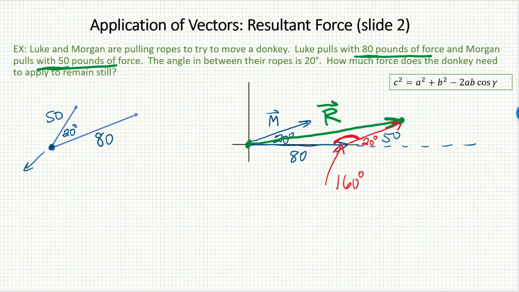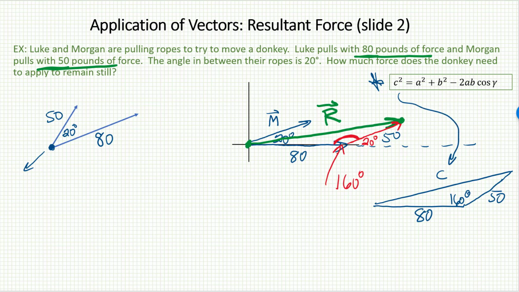If your picture starts to get too messy, you may need to redraw some of these things with just the sides and the angles, just to make sure you're clear on what you have. I have 80, I have 50, I have 160 degrees. This is an SAS situation, which means I can use the law of cosines to find that missing side, C, in this formula. If I find that side, I have the answer to my question. Well, let's go ahead and do that.